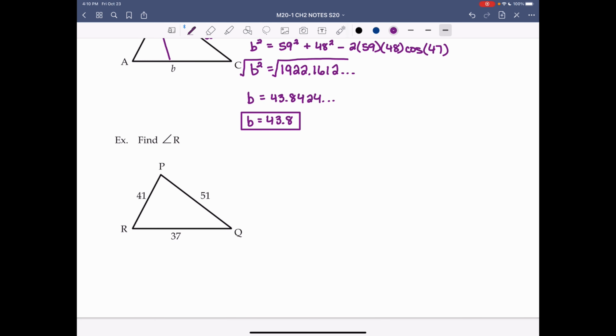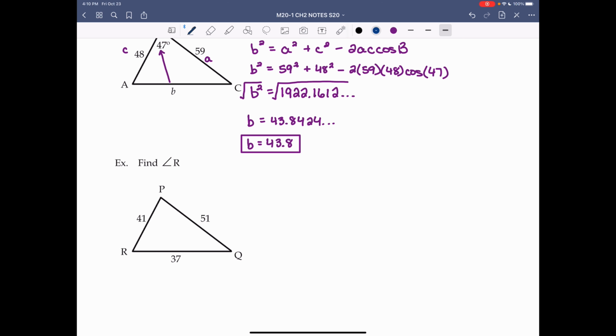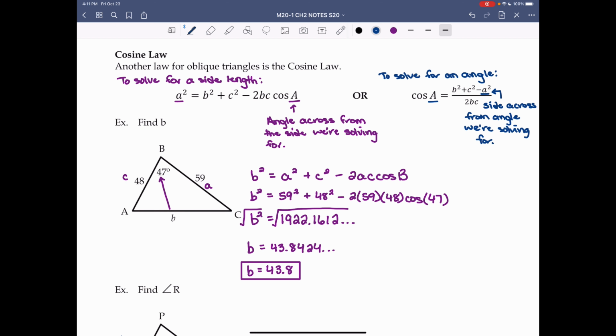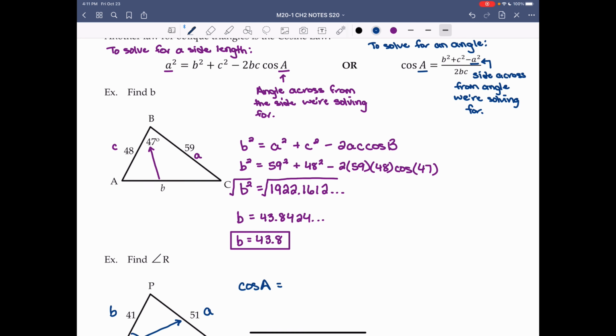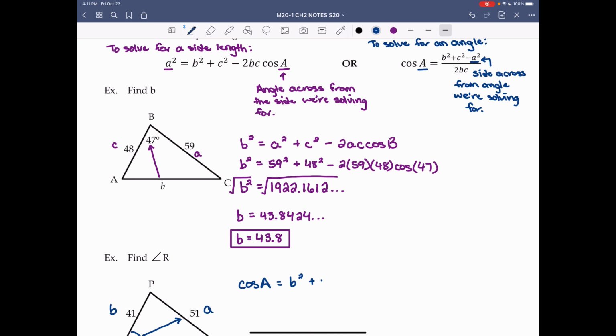Next one, find angle R. We're looking for this angle. We have the side across from that angle, and we have the other two sides. So we can call the side across from that angle side A, and the other two sides B and C, and angle R would be our capital A in our formula. Looking at the formula for solving for an angle, cos A equals B squared plus C squared minus A squared divided by 2BC.